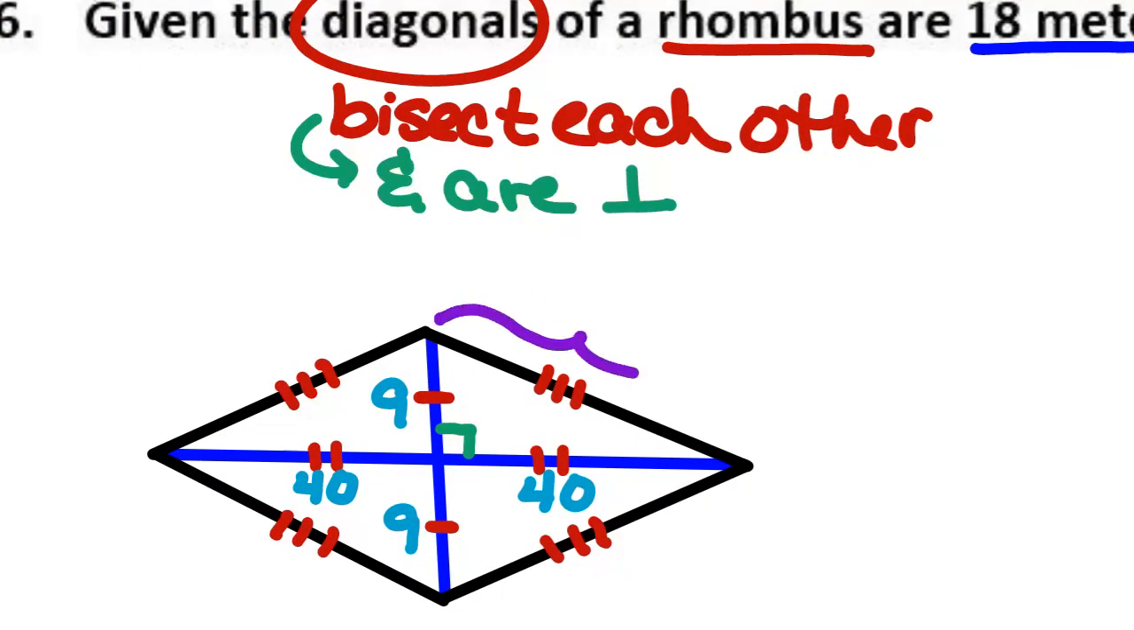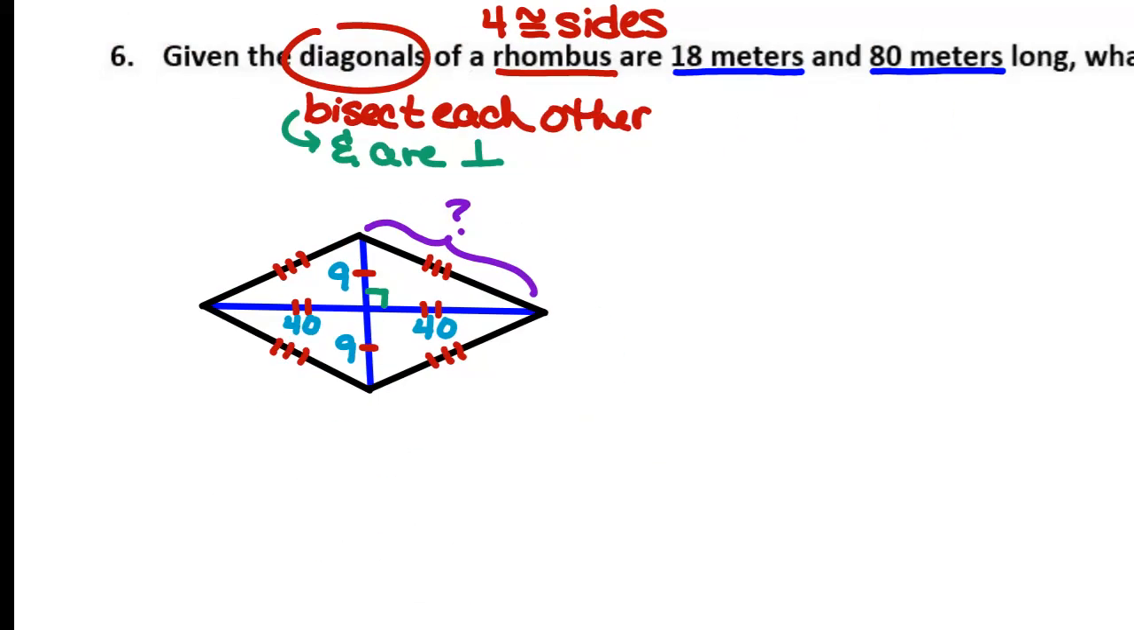We need one of the sides of the rhombus, because if I can find how big one side is, what do I know about the other 3 sides? They're all the same. So if I can find one, I'm good.